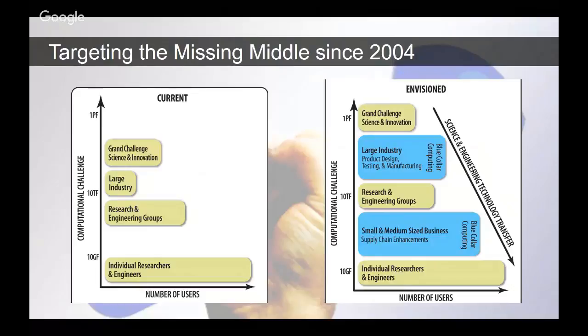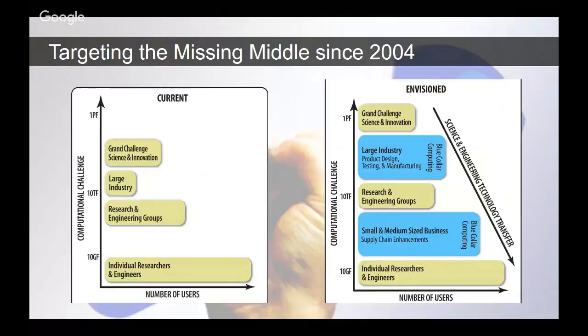It wasn't actually shown at the address, but it explained that you've got differing levels of computational challenge, and you've got differing levels of users, but there's this gap. That gap is really between the individual researchers and the engineering groups. And then there's also an underutilization by large industry in certain areas. So we called that the missing middle, the small and mid-sized business and the supply chain.